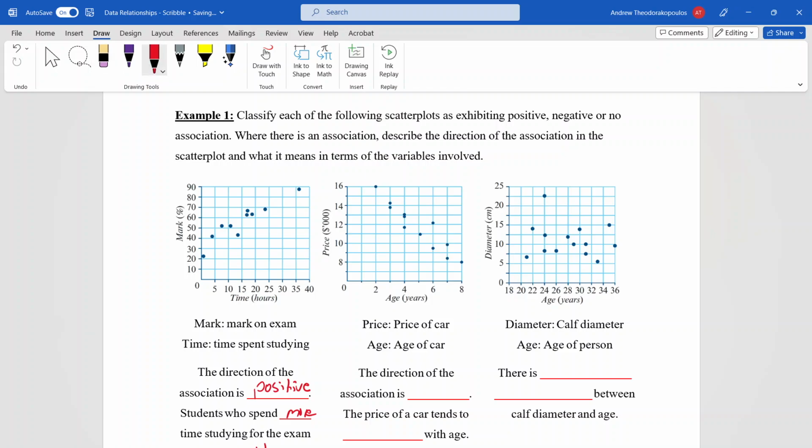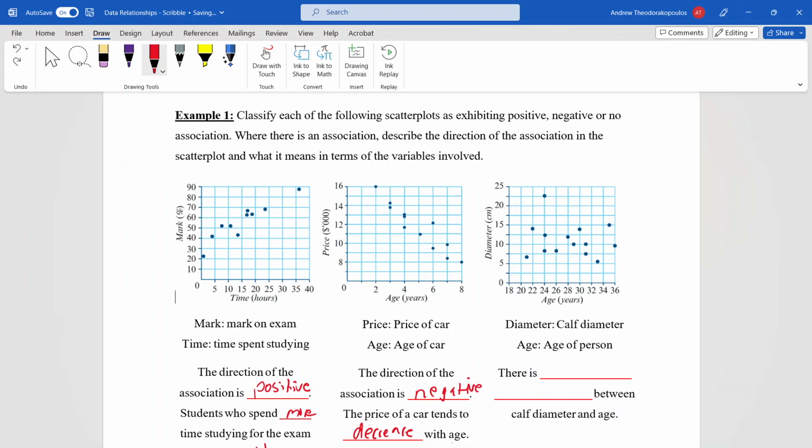For this one here, we can see that there is a negative association. The price of a car tends to decrease with age. So there's a different way of saying it, but essentially, as age goes down, the price goes down. So that's just sort of written backwards, but still says the same thing. What we want to say is, as age goes down, price goes down. Sorry, as age goes up, price goes down.